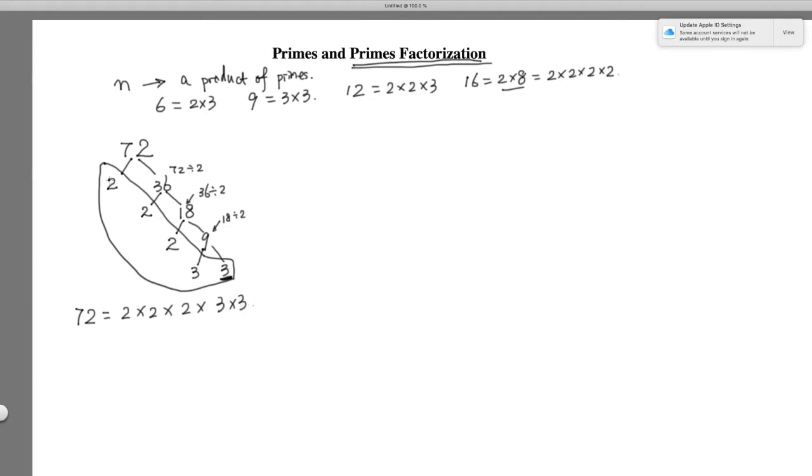And clearly by the way that we construct the tree, you know that must be true. That 72 is going to equal 2 times 2 times 2 times 3 times 3, because you just think about it in reverse. 3 times 3 equals 9, and 2 times 9 equals 18. 2 times 18 equals 36. 2 times 36 equals 72. And this is exactly the product of its leaves. So 72 equals 2 times 2 times 2 times 3 times 3. And this is the prime factorization.